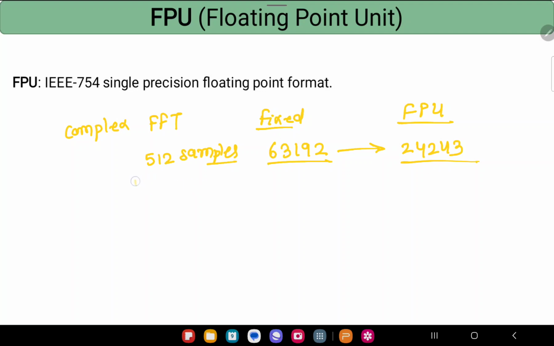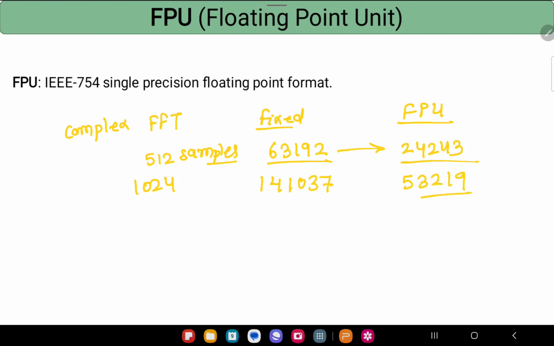In the same way, for 1024 samples, if you are using fixed point, you need this number of cycles. But when you are using the floating point units, you need 53,219 cycles.